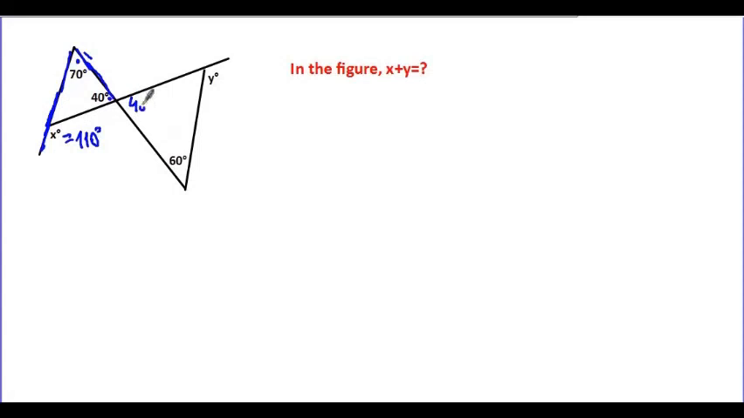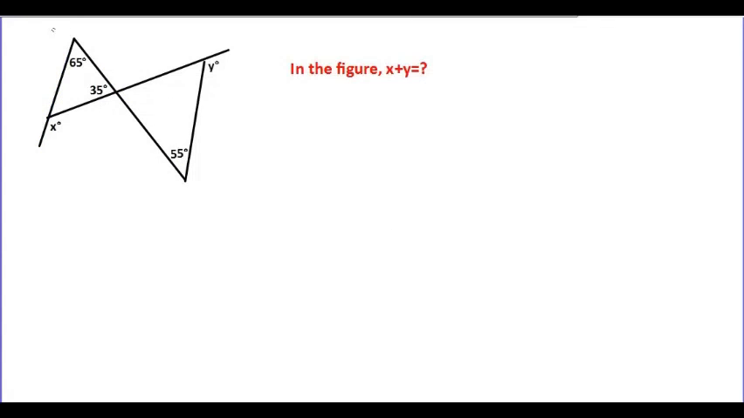And this is 40 degrees, vertical angles. And as you see, this is an exterior angle, and these are the two opposite interior angles. So 40 plus 60 is going to be y. So it is 100 degrees. So x plus y is going to be 110 plus 100. 210 is the answer.